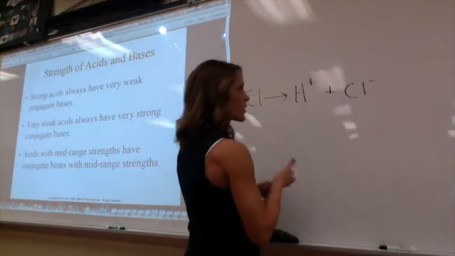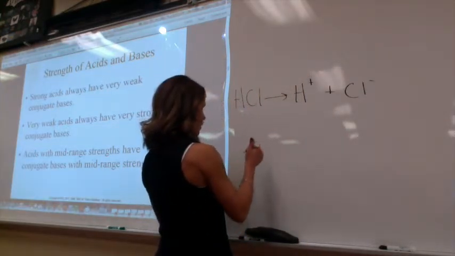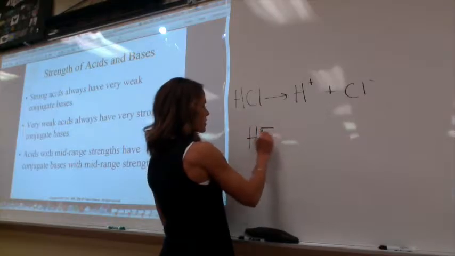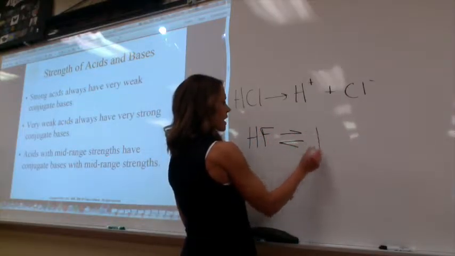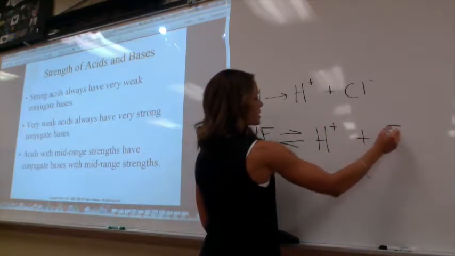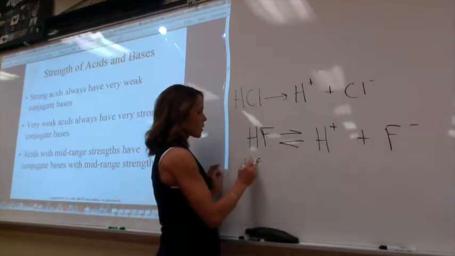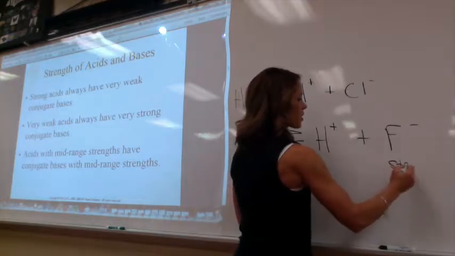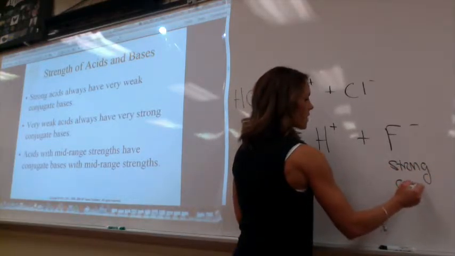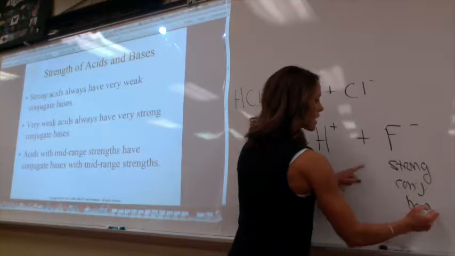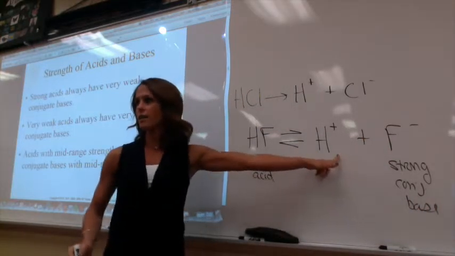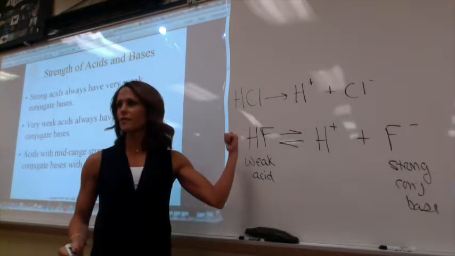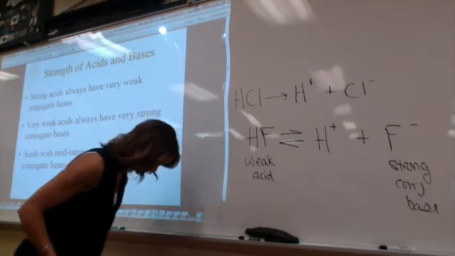So I'll just draw up another acid for you. If I put HF up here, this is a weak acid. I have a double-way arrow. It still dissociates to give me this. But if this is a weak acid, then this must be a strong conjugate base. And that should make sense to you, because now this can pull this H+, and it's going to be left side favored. It's going to make the HF.